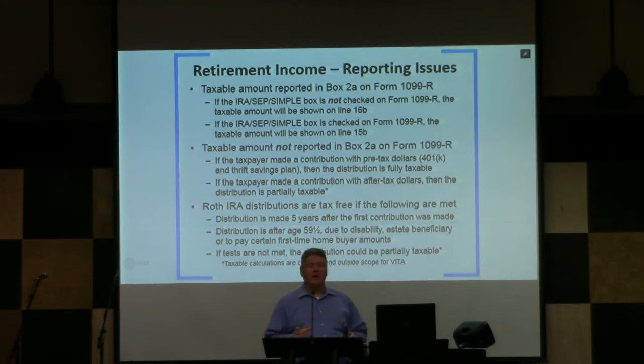Now what happens if we don't have something shown in box 2A? Every once in a while you'll get a 1099-R coming from a provider and they'll have taxable amount not determined checked on the box. So that'll mean line 1 will have an amount, line 2A will be blank. So we really have two different options that we can work with here.